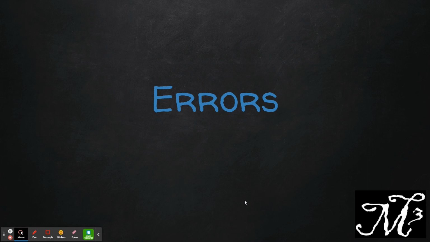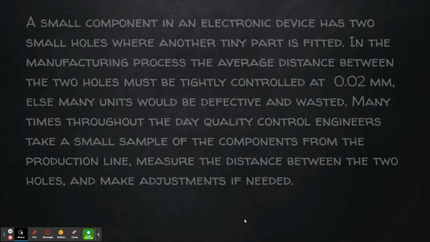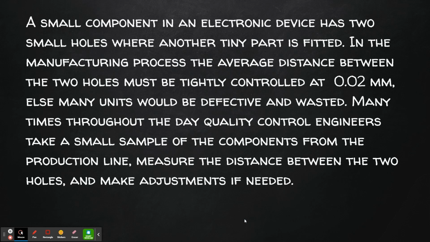Today, we're going to be talking about errors. A small component in an electronic device has two small holes where another tiny part is fitted. In the manufacturing process, the average distance between the two holes must be tightly controlled at 0.02 millimeters, else many units would be defective and wasted. Many times throughout the day, quality control engineers take a small sample of the components from the production line, measure the distance between the two holes, and make adjustments if needed.